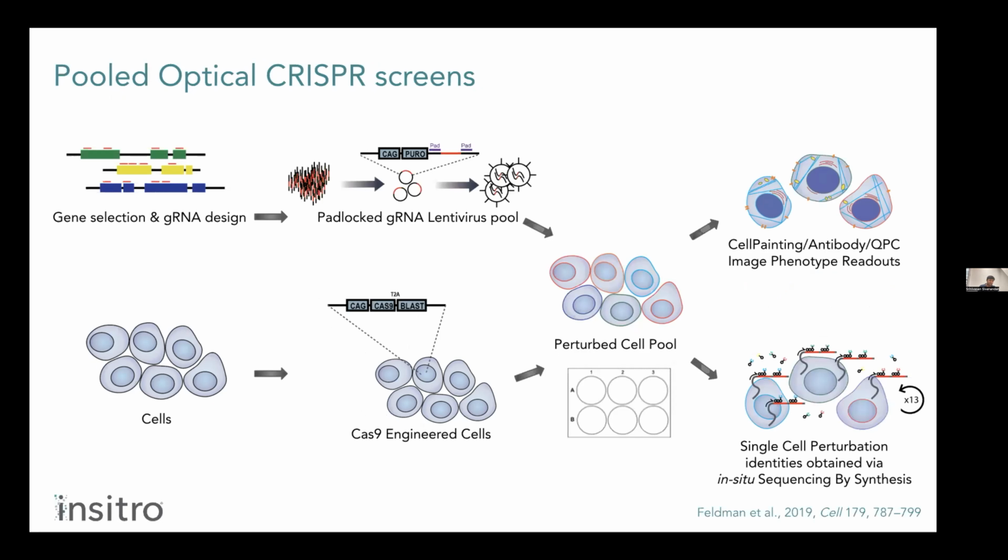In 2019, Feldman et al. introduced a pooled optical screening technology by which we could perturb cells using a pool of guide RNAs targeting different genes, all in a single well. The perturbed cell pool can then be stained and imaged for different readouts we want to observe, such as cell paint, QPC, or antibody markers, etc. To be able to obtain the perturbation identity of each cell, they also introduced sequencing by synthesis chemistry, by which the guide RNA perturbed in each cell can be read out base by base.